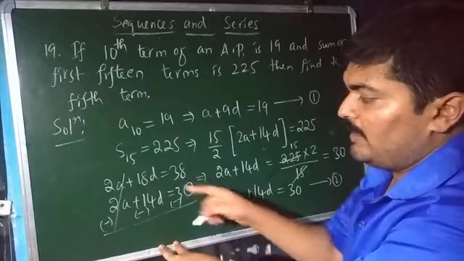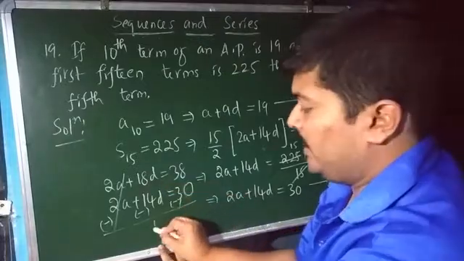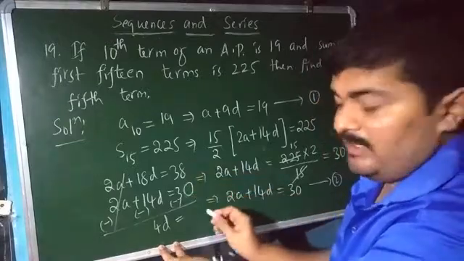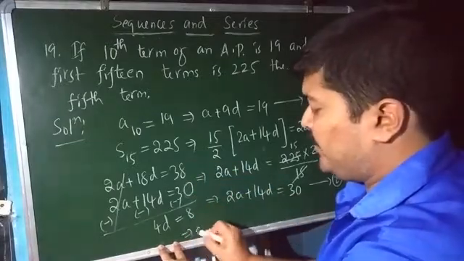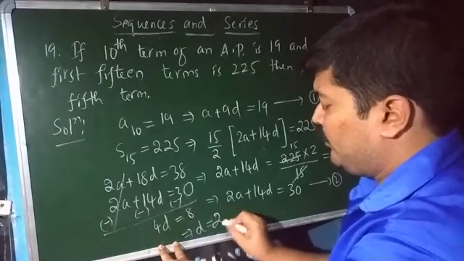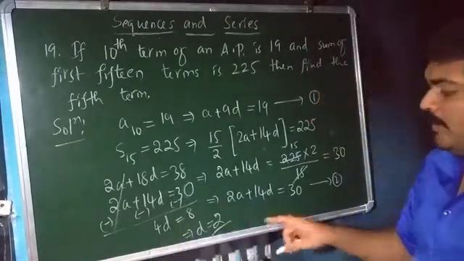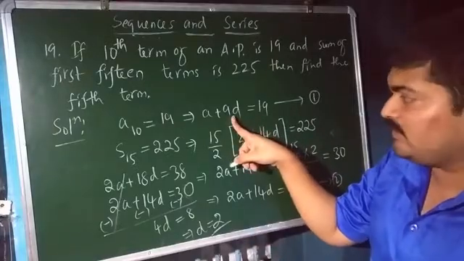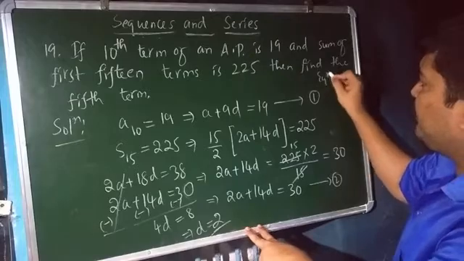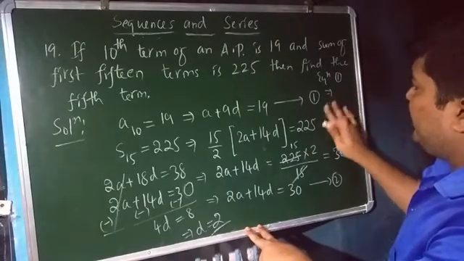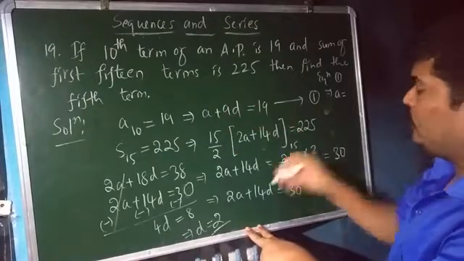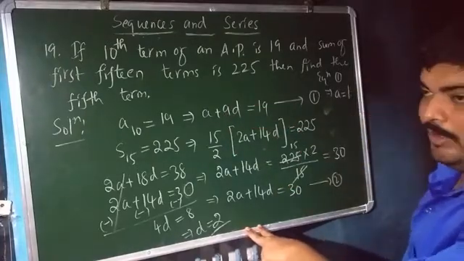These two will get cancelled. 18D minus 14D, that is 4D, is equal to 38 minus 30, that is equal to 8. Now this implies D value is equal to 8 by 4, that is equal to 2, isn't it? Now substitute the value of D in this equation and find the value of A. Now equation number 1 implies that A can be written as 19 minus 9 into 2. That is 19 minus 18, that is equal to 1.